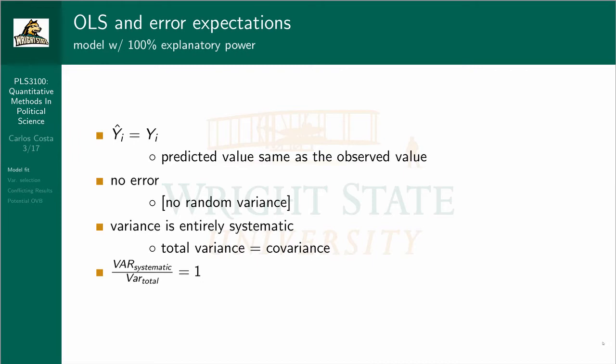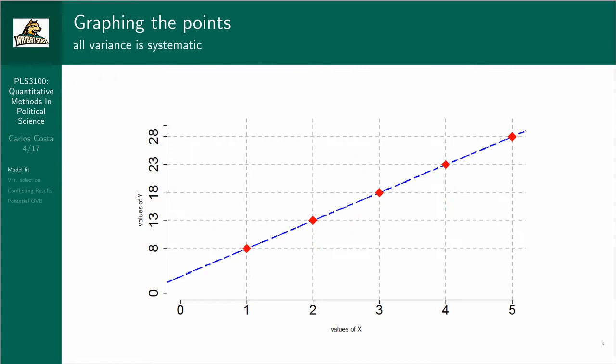If we were to graph that so-called perfect OLS, we would get something like this. The red dots represent the actual observations, and the blue line represents the OLS estimated values. The OLS line lands perfectly on top of the red dots, and therefore there is no error.